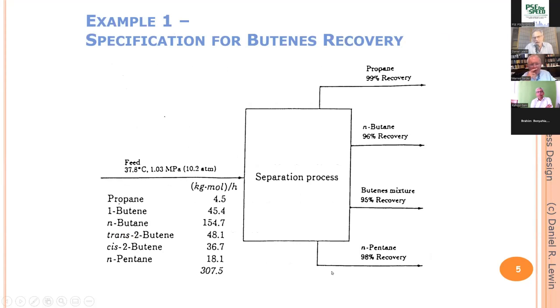So we start, like in most of the lectures, by presenting a problem and its solution. So here is a typical separation involving the separation of 6 components into 4 products. We have mixed alkanes from propane all the way down to N-pentane. We want to make propane, N-butane, a mixture of all the butenes. Notice there are 3 of them, and N-pentane. These are the products that we would like to make.